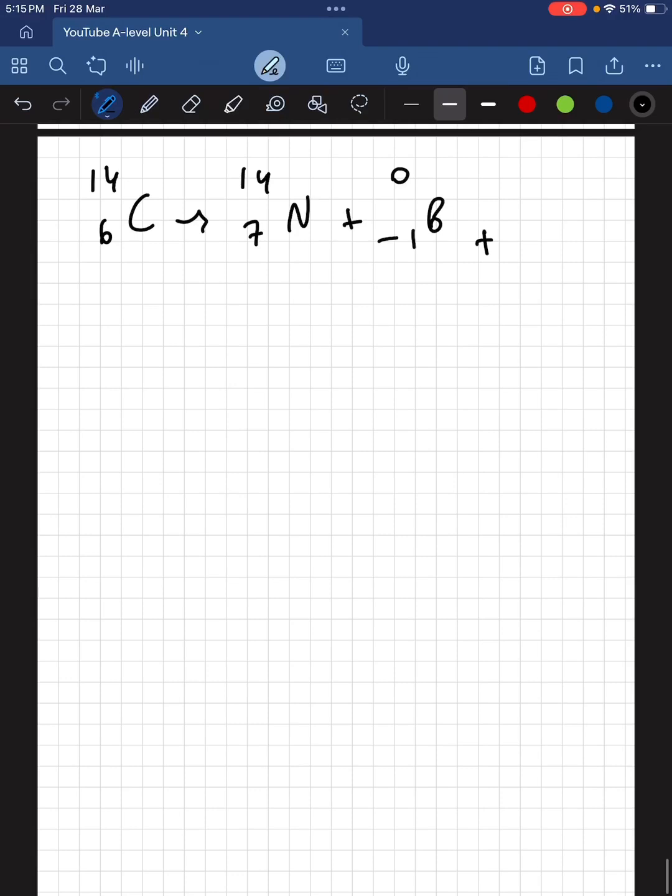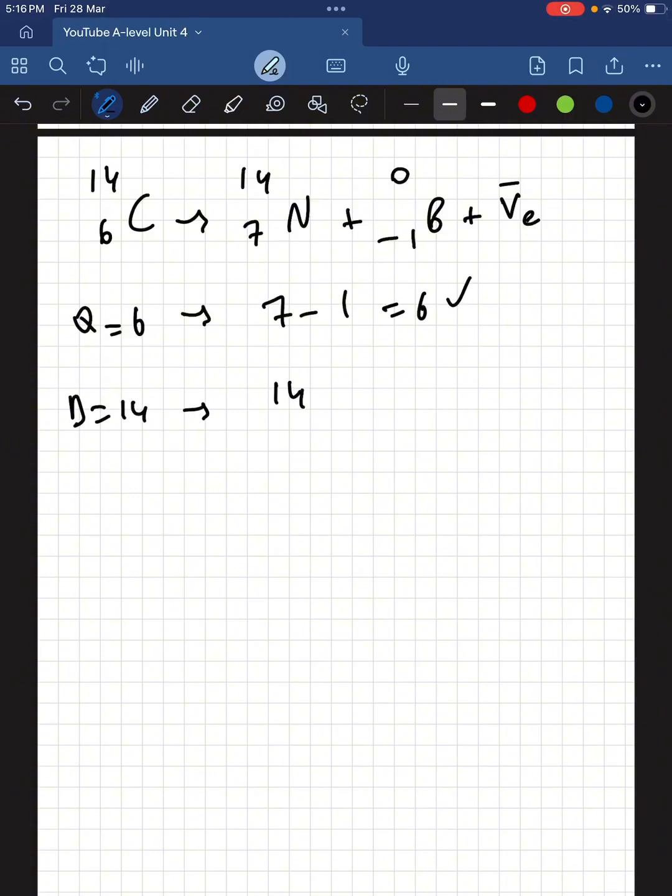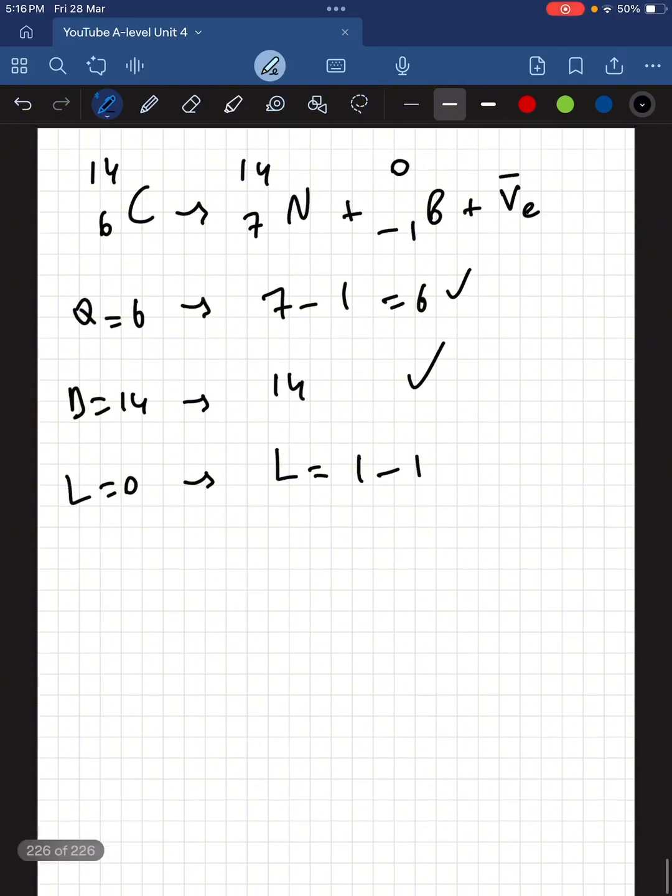It has a charge of -1 and 0 mass number, and an electron antineutrino. So the charge before is 6. The charge after is 7 minus 1, so 6. So charge is conserved. Baryon number is 14 before and 14 after, so that's conserved because the baryon number of the electron is 0, and same for the neutron. The lepton number is 0 before, and the lepton number after is 1 due to the electron, -1 due to the electron antineutrino, so 0, so that's conserved. And strangeness is 0 before and after because there are no strange particles involved.